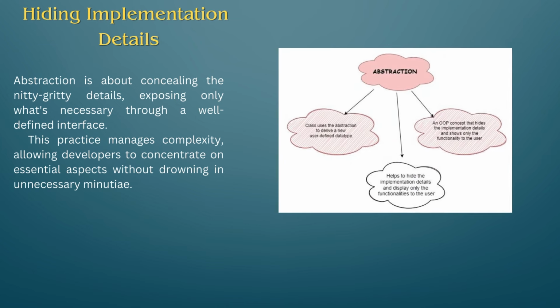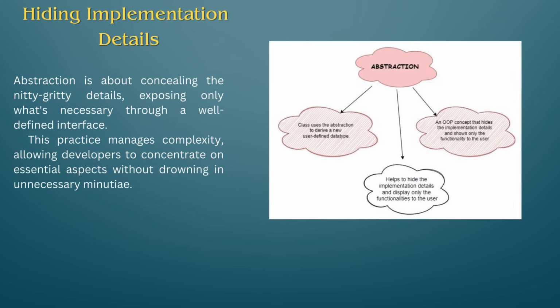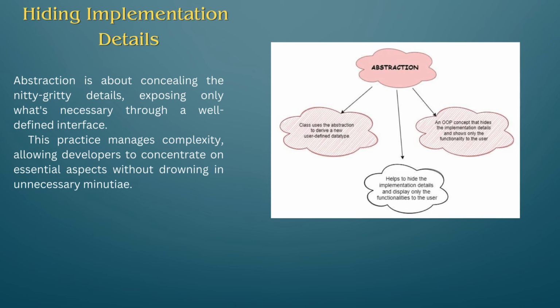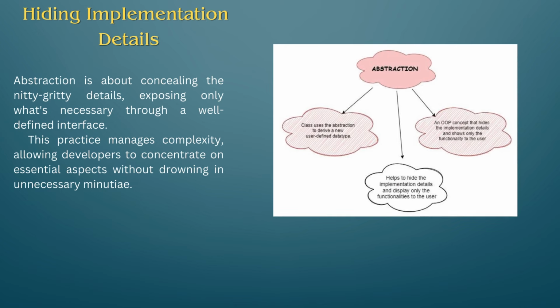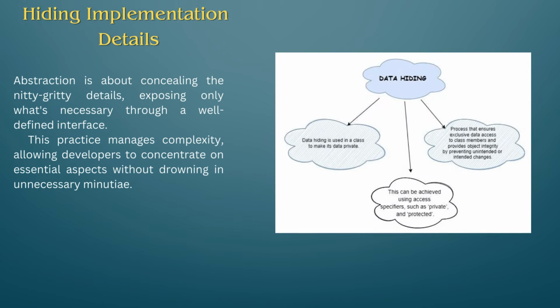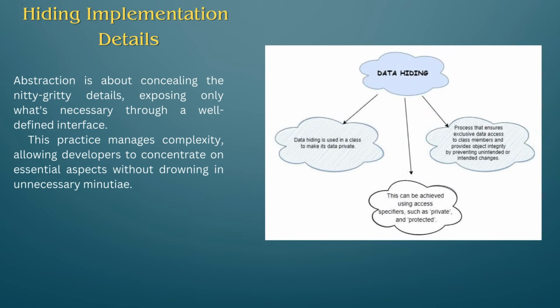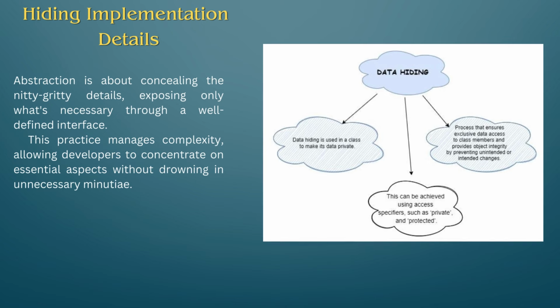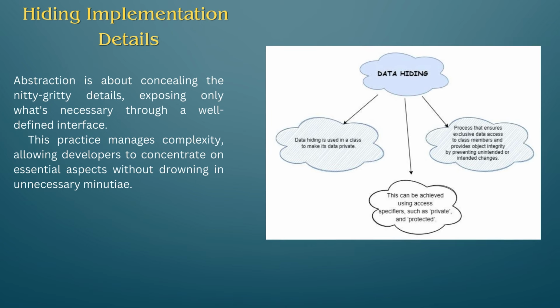Hiding implementation details. Abstraction is about concealing the nitty-gritty details, exposing only what's necessary through a well-defined interface. This practice manages complexity, allowing developers to concentrate on essential aspects without drowning in unnecessary minutiae.